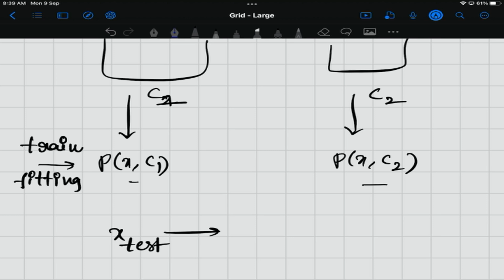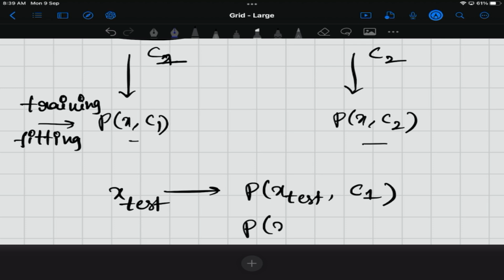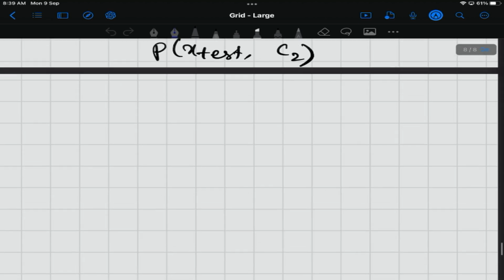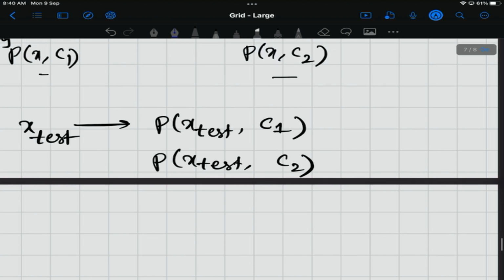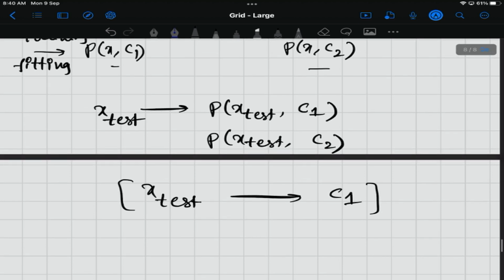So once you complete your training, meaning once you fit your distribution functions, in future when a new test data point comes, you just substitute your test data point into the probability for C1 and the probability for C2, then whichever is maximum, just assign x test to that class. So this is your basic formulation of the Bayes classifier, where you are trying to minimize the probability of mistake.